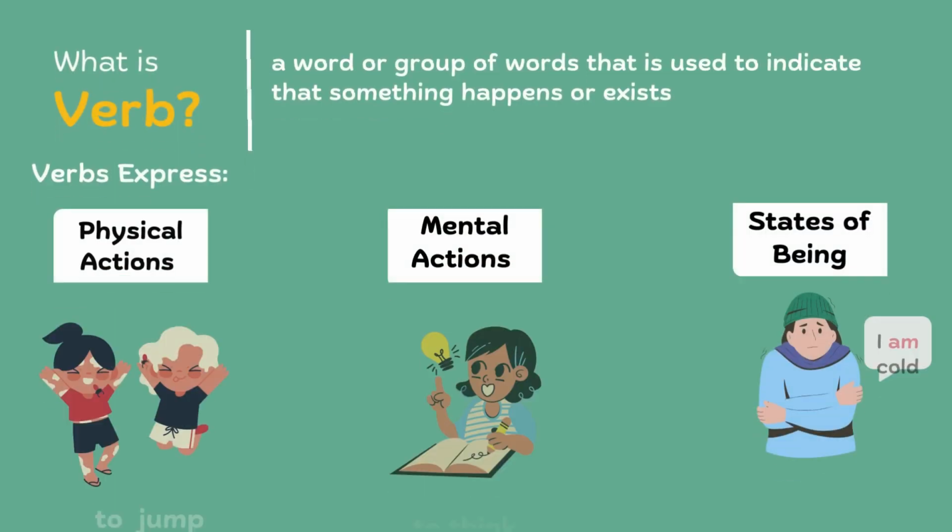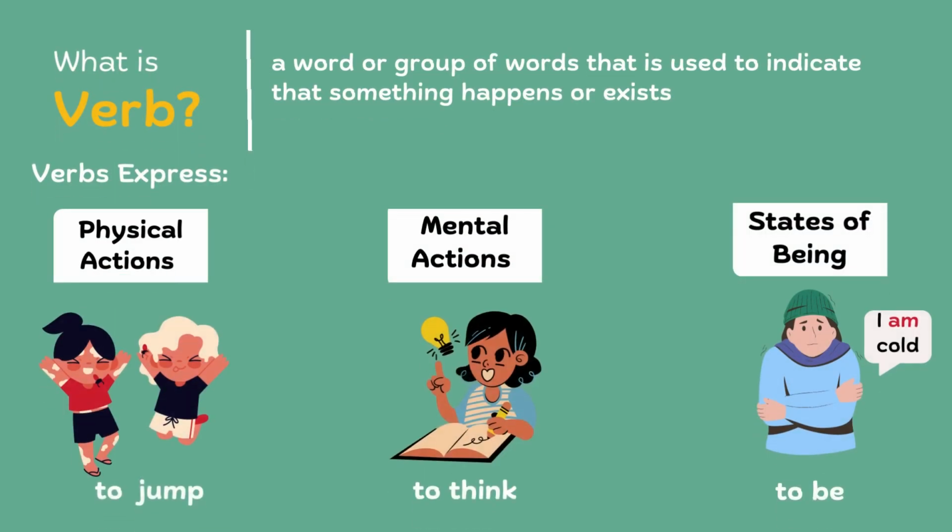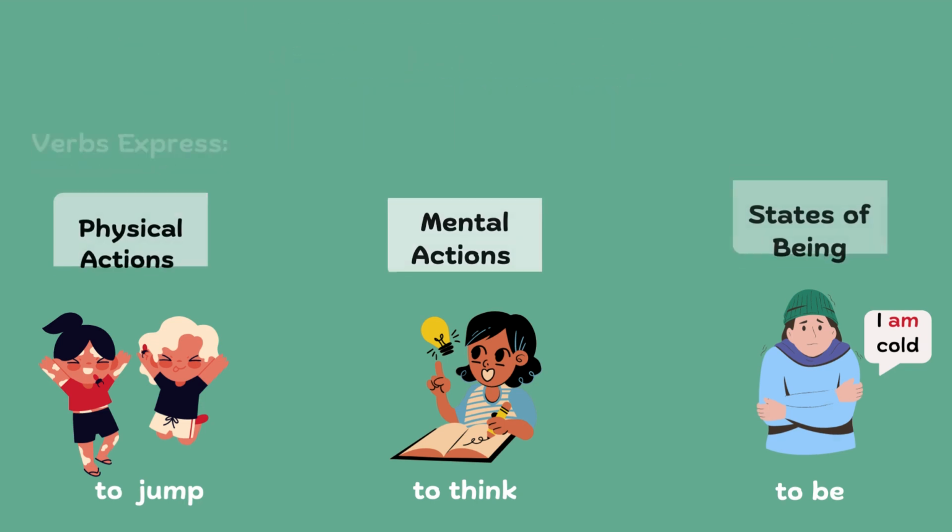The subsequent critical part of speech is verbs. Verbs convey actions, states, or events. They serve as the powerhouses of sentences. Words like run, think, and is are verbs. Verbs fall into two categories: action verbs, which depict actions, and linking verbs, which connect subjects to their attributes.